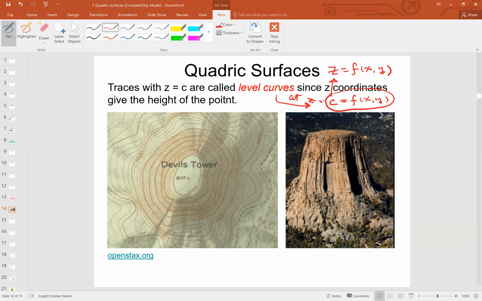Here is a picture of the level curves of Devil's Tower, which I pulled up on the internet. Here's the 5,000, the 4,700. So indeed, everywhere around this curve is the 4,700 foot level. If I have a function given in the form z equal to f(x, y), I can then produce a series of level curves. Then I can visualize what the surface looks like. Here, this corresponds to the surface of Devil's Tower.